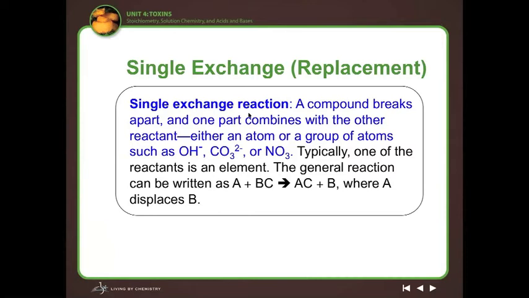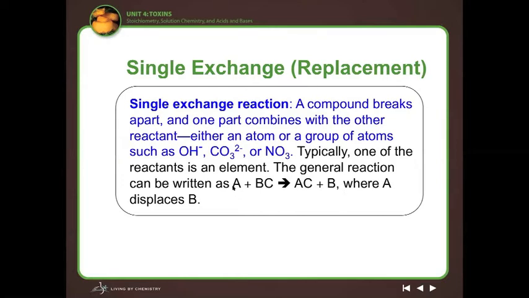Single exchange? Well, single exchange is when a compound breaks apart and 1 part combines with the other reactant. And it could be an atom or it could be a radical or polyatomic ion like hydroxide or carbonate or nitrate. So typically, one of the reactants is an element, and generally we write this down as A plus BC yields AC plus B, where A displaces B.